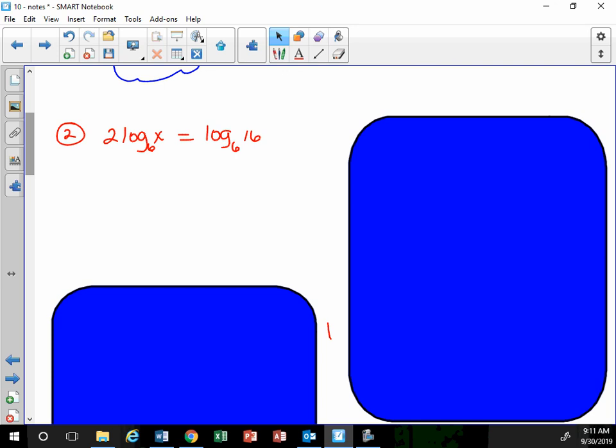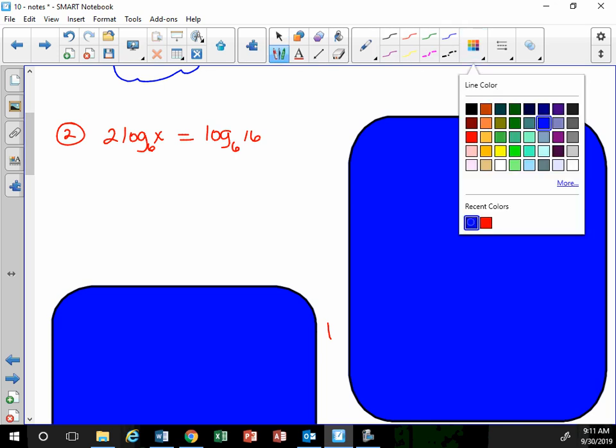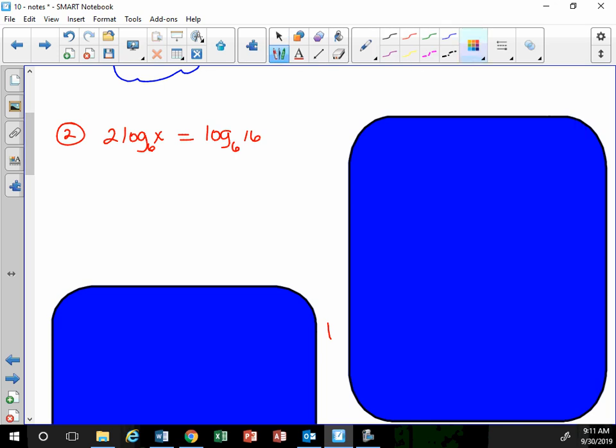Does it look different than the first one? Yeah, right? We can't rewrite this as an exponential, can we? No, you have logs on both sides. So what you can do is condense as much as possible on each side, which all I have to do on this one is move the exponent back where it belongs. So it's log base 6 of x squared equals log base 6 of 16.